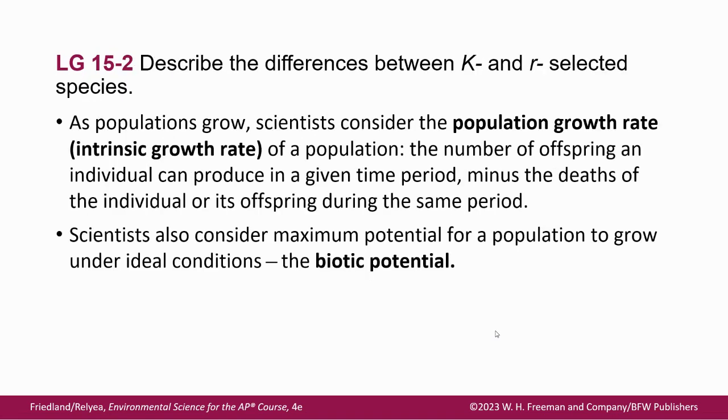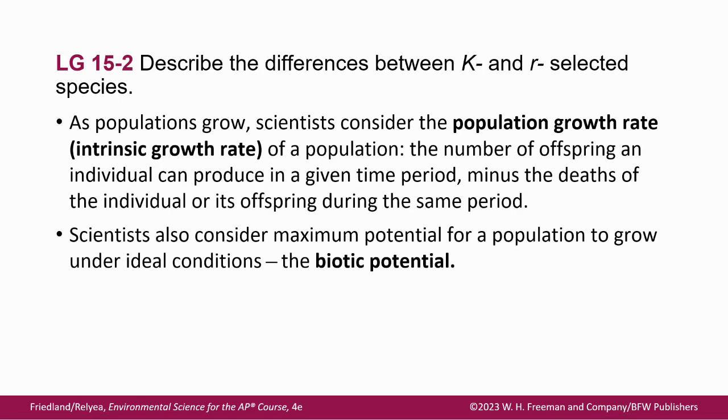So we're on to our second standard: describe the differences between K and R selected species. As the population grows, scientists consider the population growth rate, or the intrinsic growth rate of a population, which is the number of offspring an individual can produce in a given time period minus the deaths of an individual or its offspring during the same period.